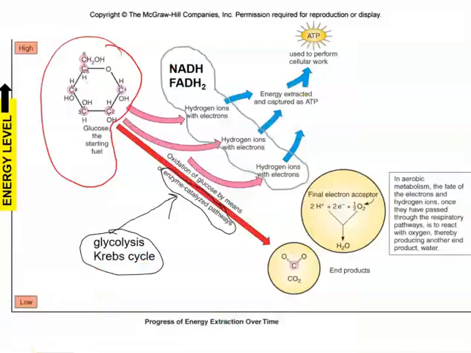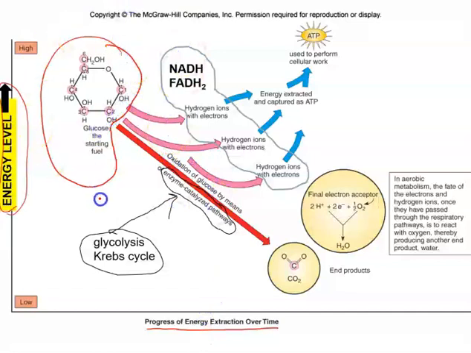Very similar to what we looked at just now, but now we're considering also the energy level of the different biochemical intermediates in these pathways. So we have energy level on the y-axis, and on the x-axis we have progress of energy extraction over time. So this is essentially time.